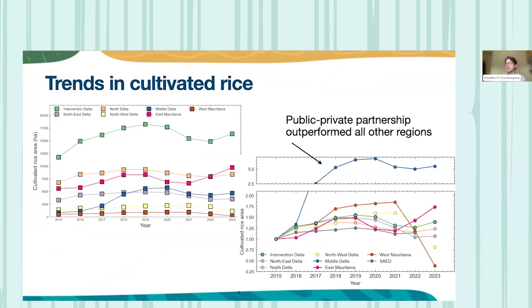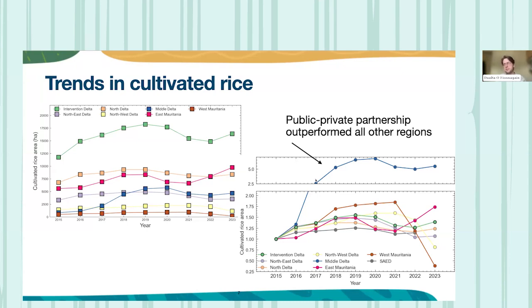And just briefly, something interesting when you normalize to the end of the intervention. These plots just show cultivated rice area and then normalized cultivated rice area. The green line is the intervention region of the Delta, and the blue line is a region that underwent a public-private partnership investment, and it drastically outperformed all the other regions, which is definitely interesting for decision-making and policymakers.